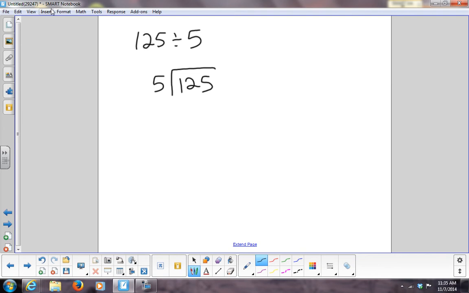So if I did 5 times 10, it would equal what? 50. So now I can subtract this. 5 minus 0 is? 5. Okay, 2 minus 5? Can't do it. So I'm going to borrow. 12 minus 5 is? 7. Okay, I still got to keep going, right? Can I pull another 50? Yeah. Okay, so let's go 5 times 10 again. 50.